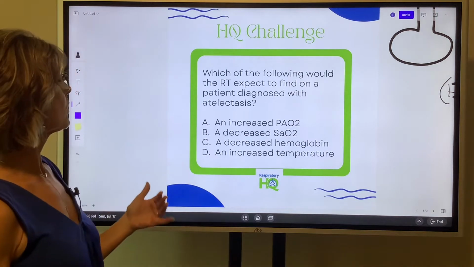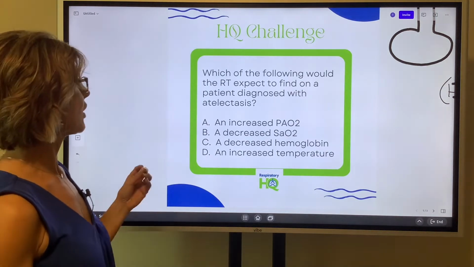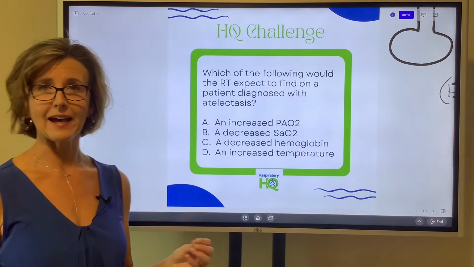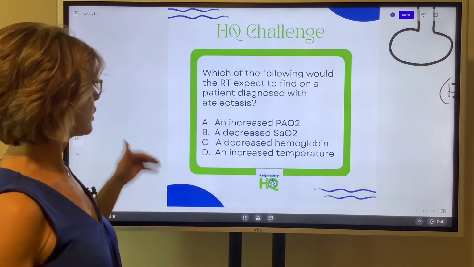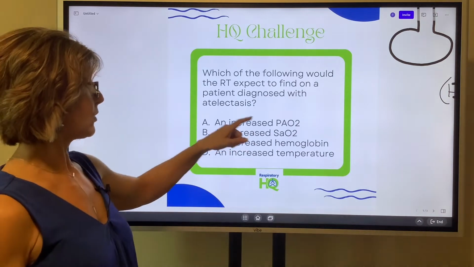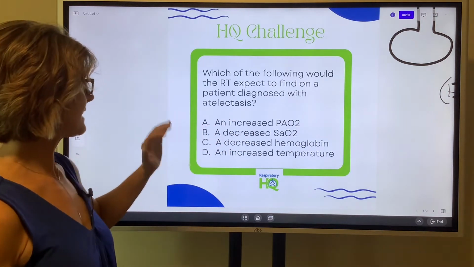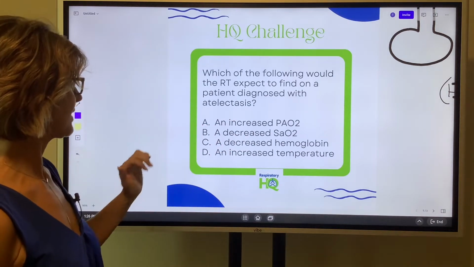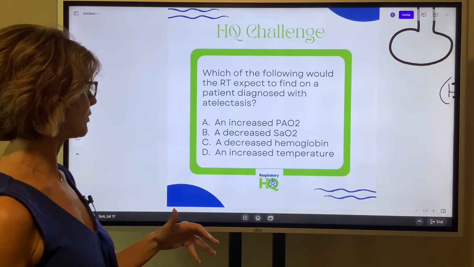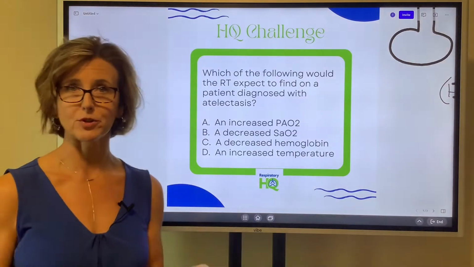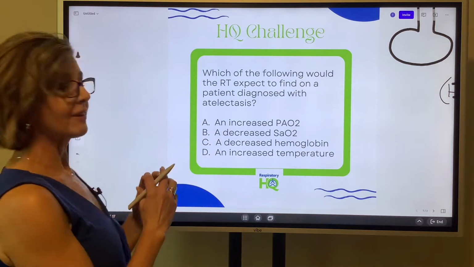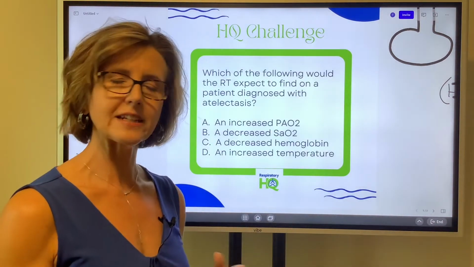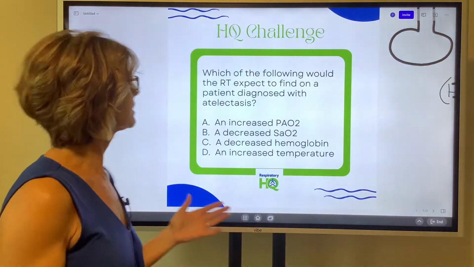Which of the following would the RT expect to find on a patient diagnosed with atelectasis? So which would you expect to find? An increased alveolar oxygen tension, a decreased O2 saturation, a decreased hemoglobin, or an increased temperature. Okay. So I want to start by weeding out things that we absolutely know is not going to be the case.